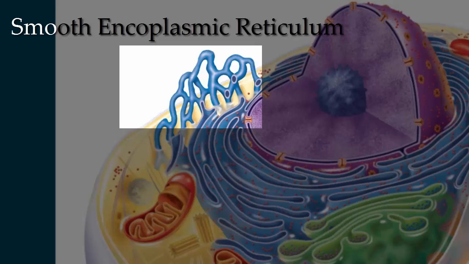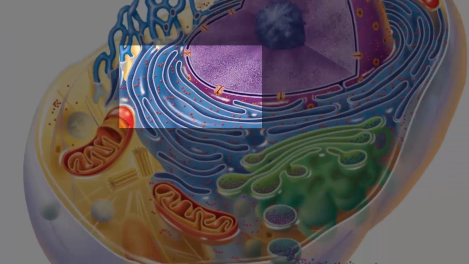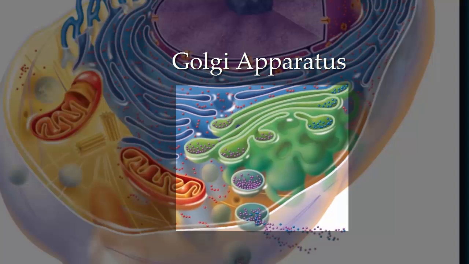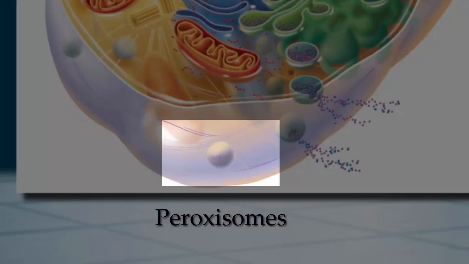Smooth endoplasmic reticulum, synthesis of lipids, detoxification of toxins, and breakdown of glycogen. Golgi apparatus, traffic director for proteins destined to exit the cell. Peroxisomes contain enzymes that neutralize free radicals.